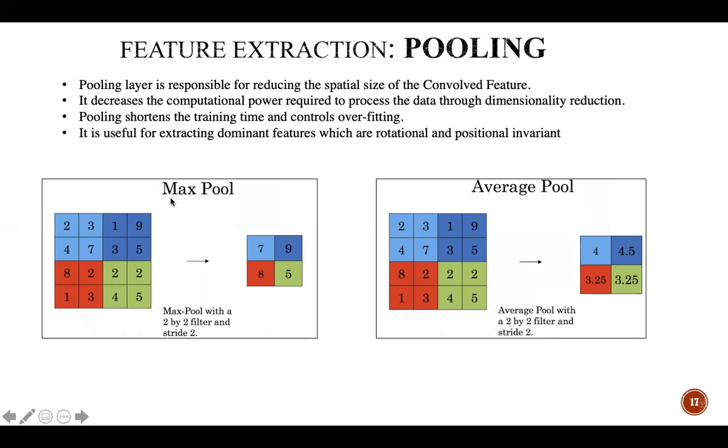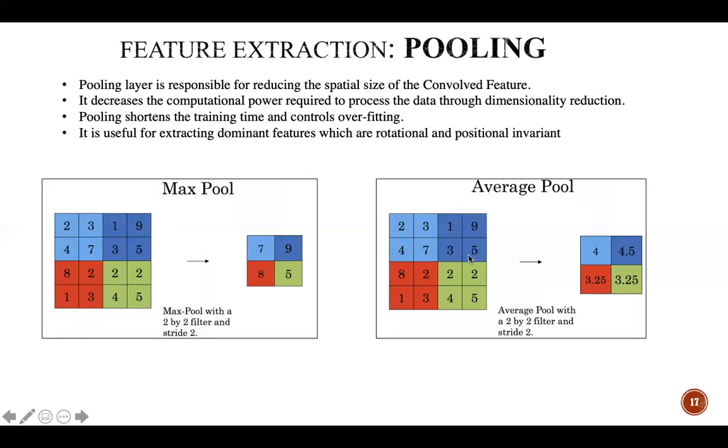So the two popular pooling processes are known as max pooling and average pooling. Max pooling: if you assume that, okay, I want to take a 2 by 2 max pooling, you take a window of 2 by 2 from your convolved feature map, and you take the maximum number from this 2 by 2 window, okay? So as you can see, the maximum number here is 7, the maximum number here is 9, the maximum number here is 8, and the maximum number here is 5.